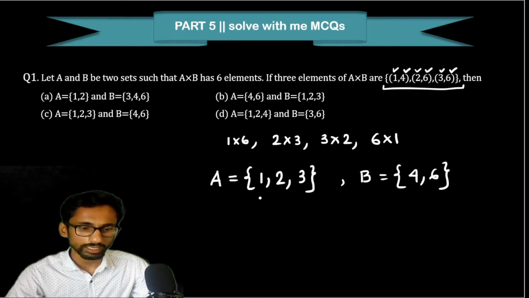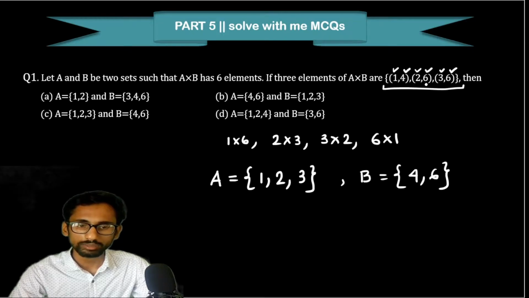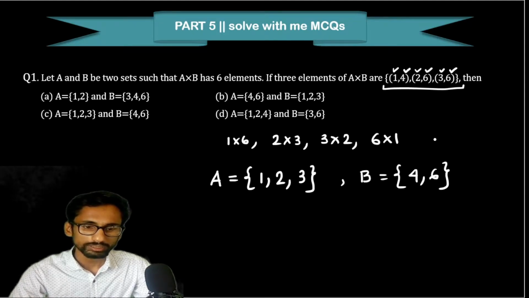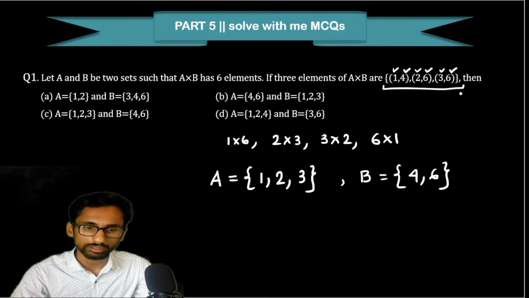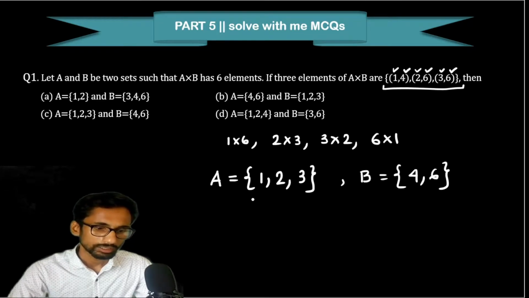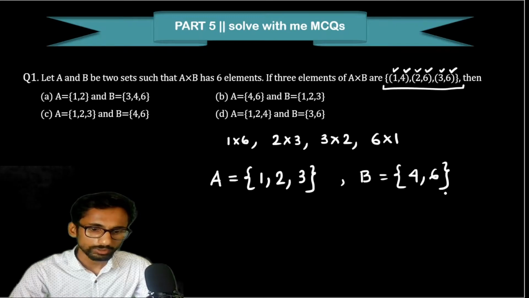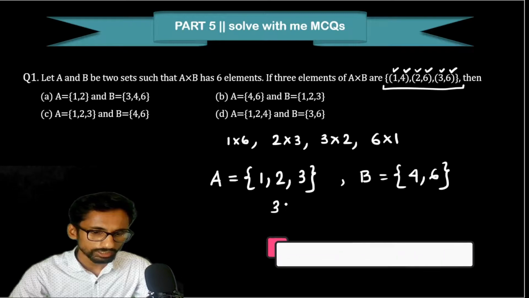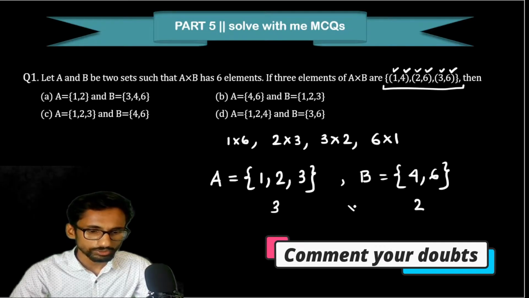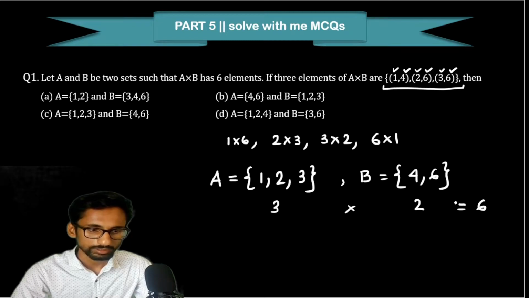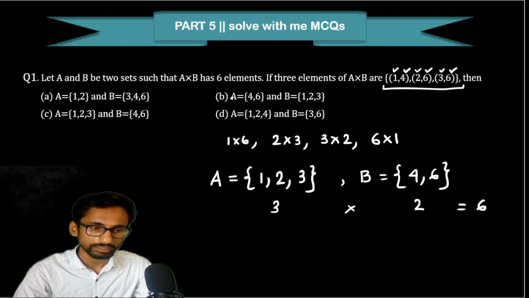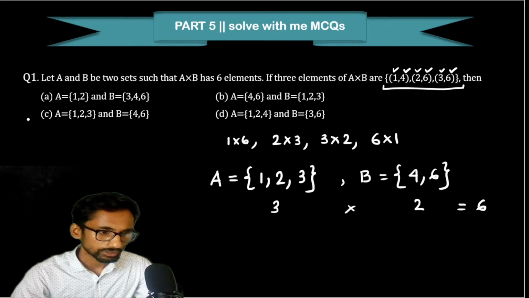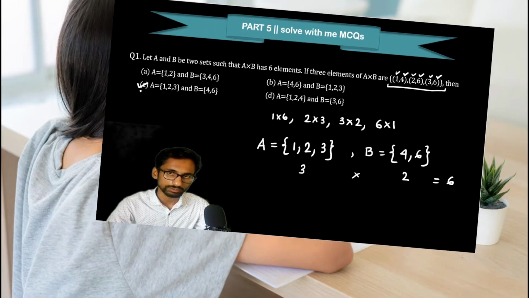Otherwise we can't get 1, 2, 3 as the first element of these ordered pairs and 4 and 6 as the second element of these ordered pairs. So these are the most probable answers for set A and set B, and in this case the cardinal numbers are 3 and 2, and the product of these two results to 6. That is the cardinal number of the product set. So these two sets satisfy all the given conditions in the question. So option C is the correct answer.